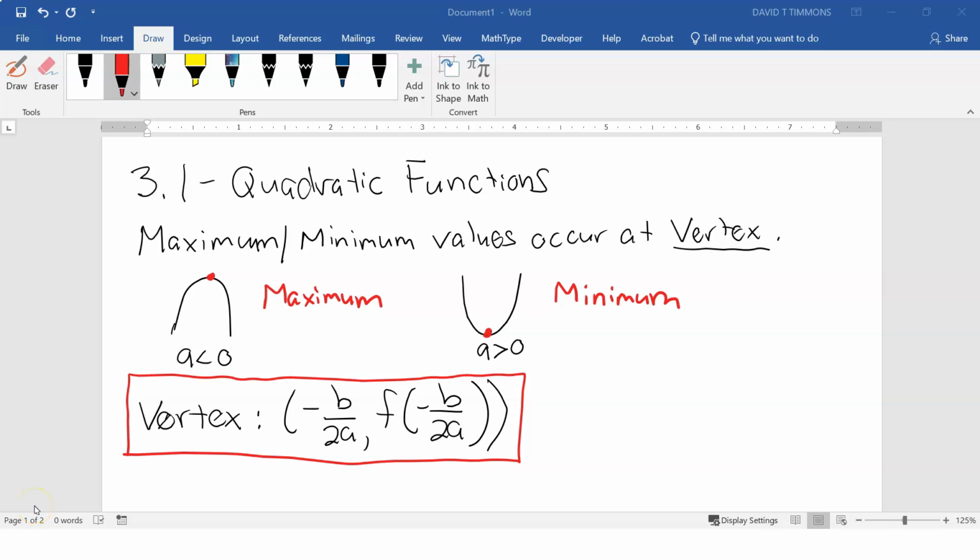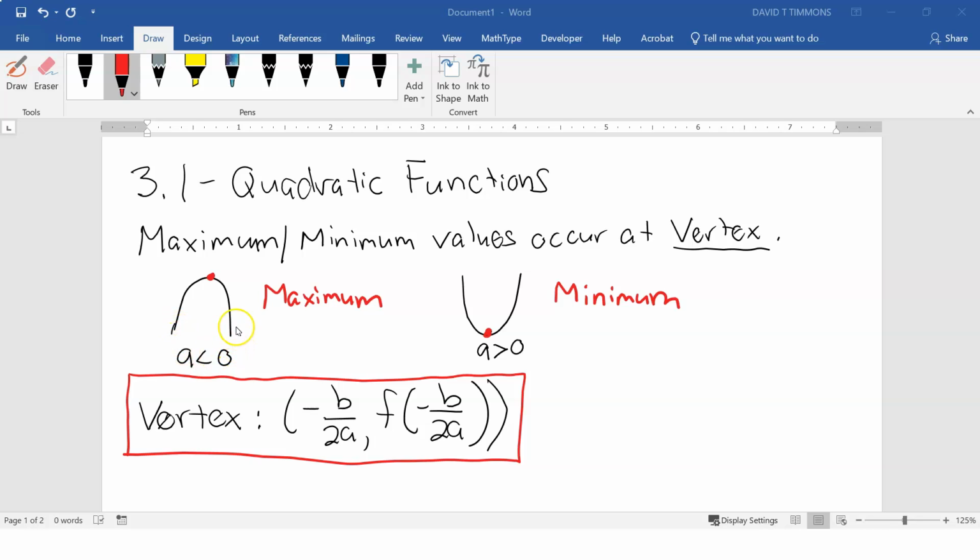Now that we've worked on graphing quadratic functions, let's look at the next topic in the chapter. And this is finding maximum and minimum values of quadratic functions. Maximum and minimum values for quadratic functions will always occur at the vertex. And we really have two cases of our parabolas.